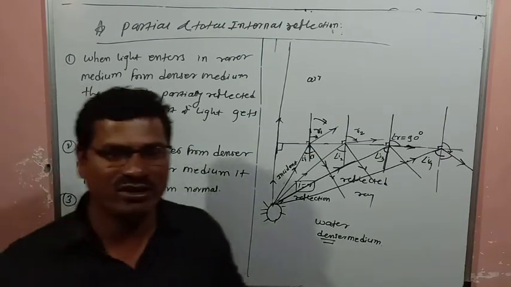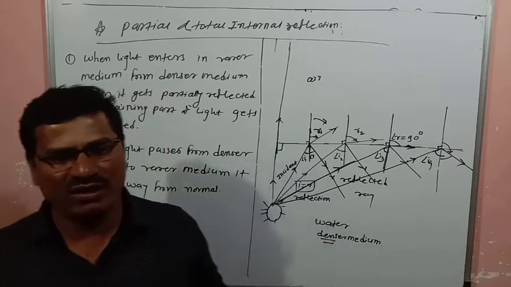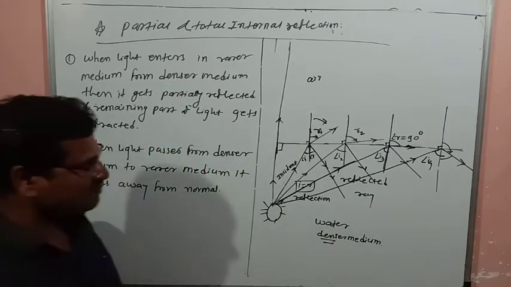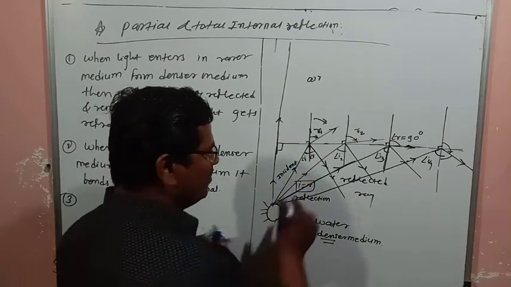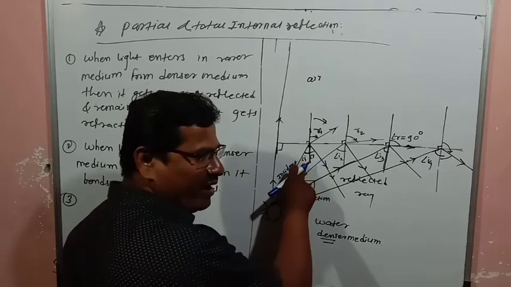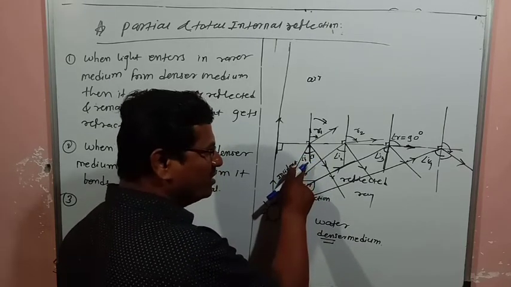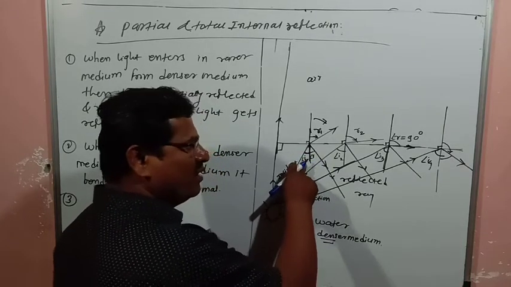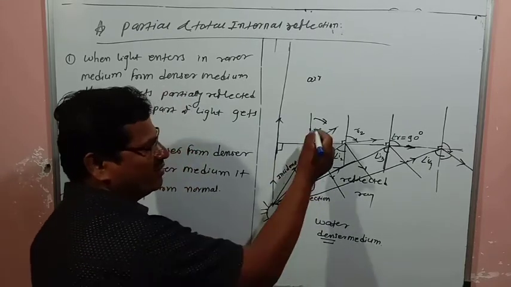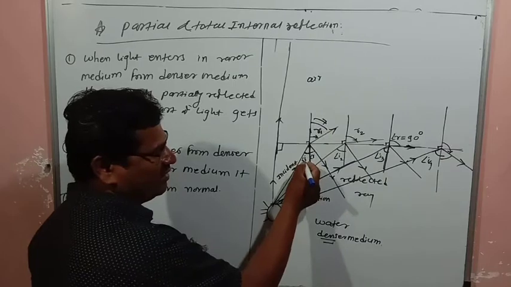So third point is there. In the third point, angle of incidence is smaller than angle of refraction. So here, angle of incidence is this one. Suppose this angle of incidence, angle I1, is smaller than angle of refraction. Why? This angle will increase, this angle is less.